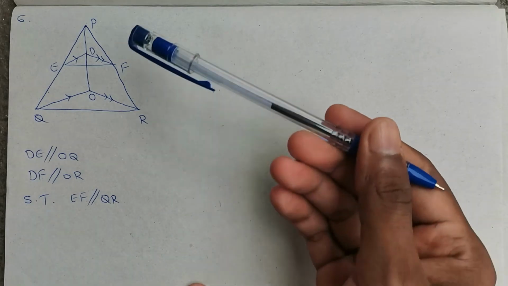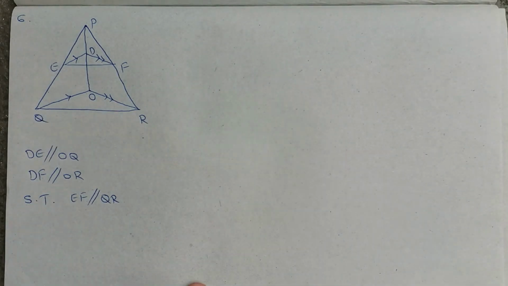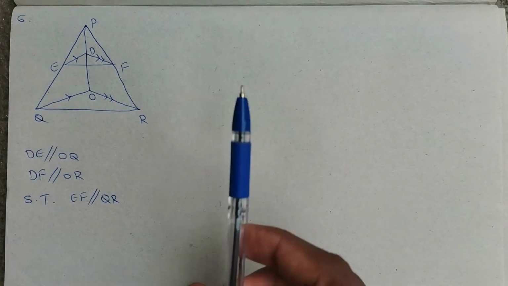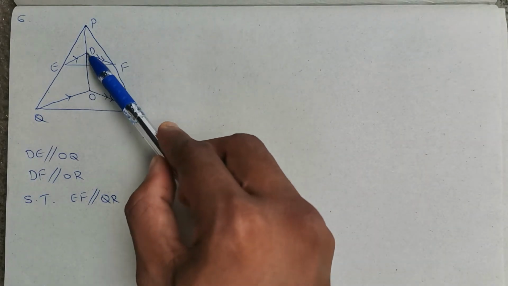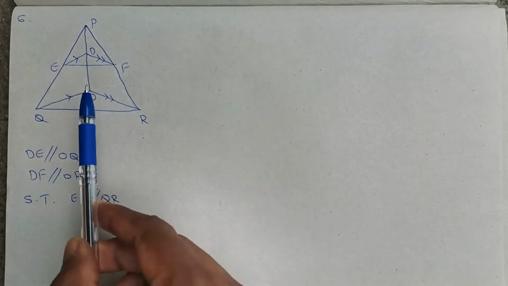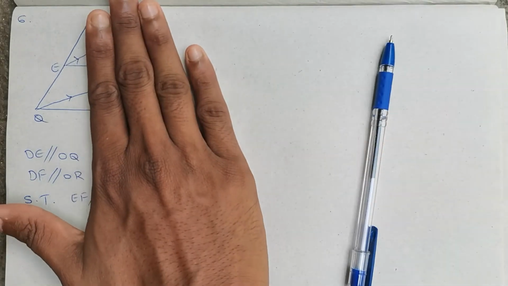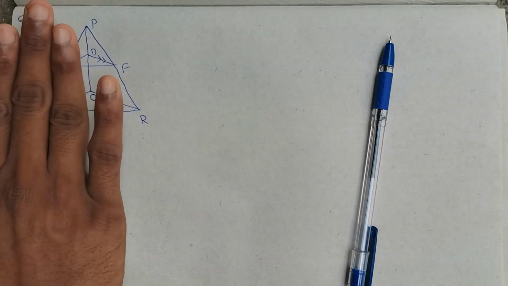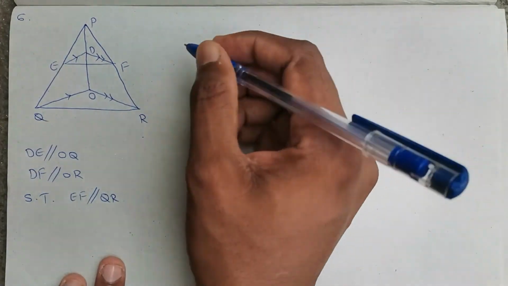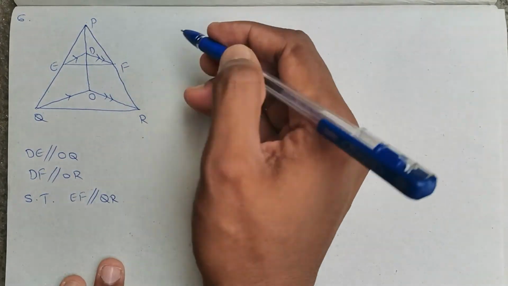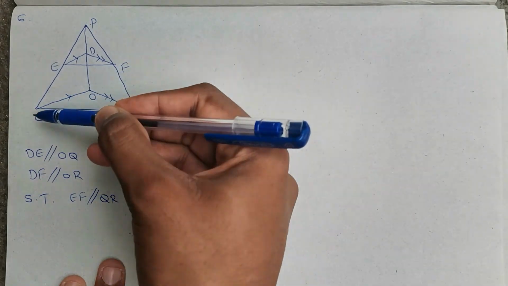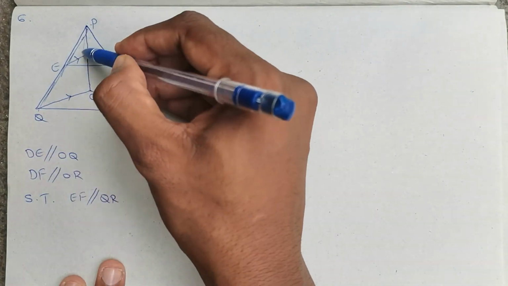Question number 6. We have a bigger triangle PQR. In that some lines are there and he mentioned clearly this ED is parallel to QO and DF is parallel to OR. If we observe here left side part as well as here right side part. So first I am taking this left side triangle POQ. This left side part I am considering now.